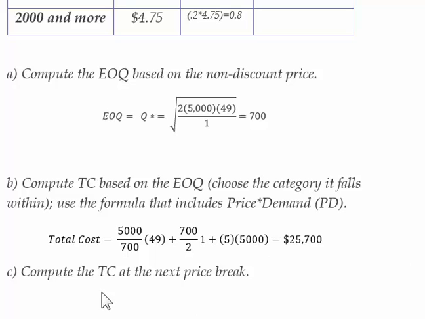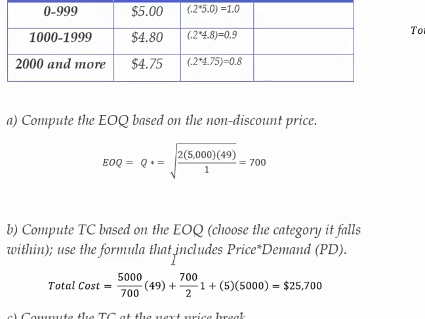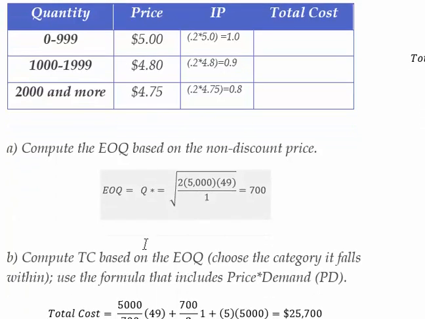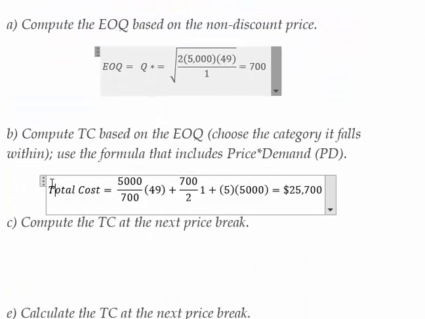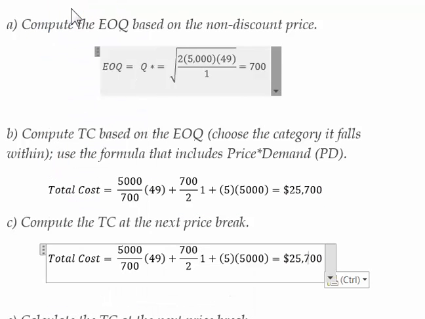Now, the only part of this that's a little bit different is this next part, part C. We have to calculate the total cost at the next price break. So what am I talking about? We go back up here, we find out if we buy between 0 and 999, we buy them for $5. But if we're going to buy between 1,000 and 1,199, well then we pay $4.80. So now we have to calculate our total cost again and see if it's worth it to go ahead and buy more. So let's just see how that works out.